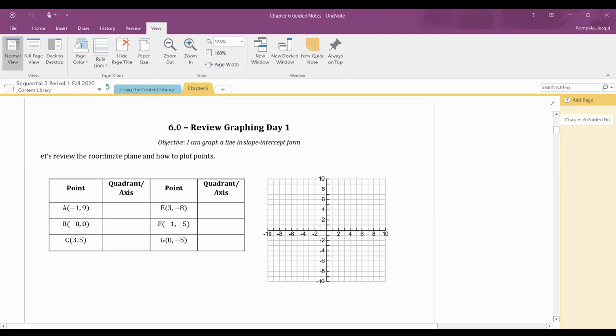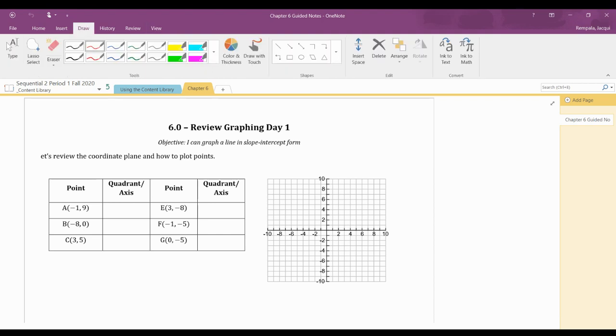So the first lesson that we're going to be talking about today is really not a new lesson. It is just us reviewing how to graph. So let's review the coordinate plane and how to plot some points really quick. Notice that the first point, there's a letter in front of it. So point A is what we're going to plot. So just remember when you're thinking about an ordered pair, X always goes first, followed by Y.